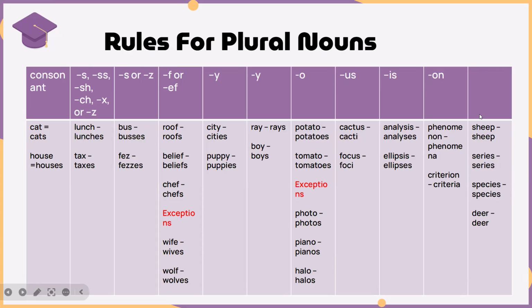We have a list of words or nouns in English that are the same, whether they're in the singular or in the plural form. For example, sheep. We have one sheep, we have many sheep. Series, series, species, species. We never add an S to these words in English.